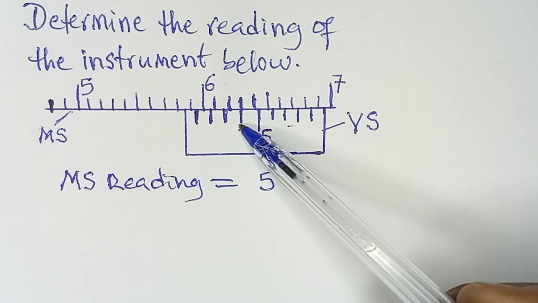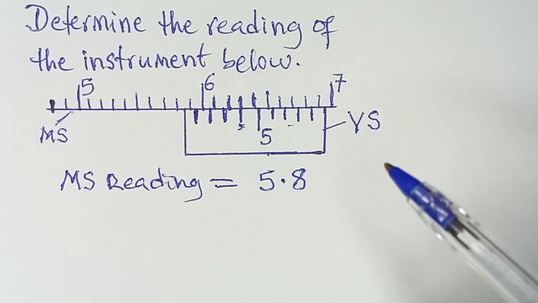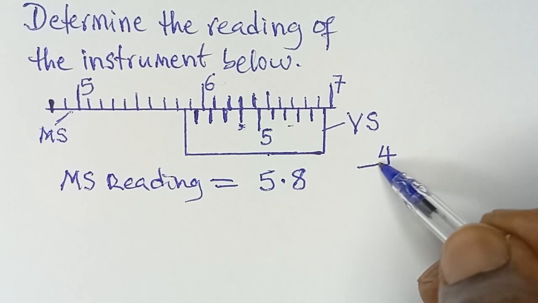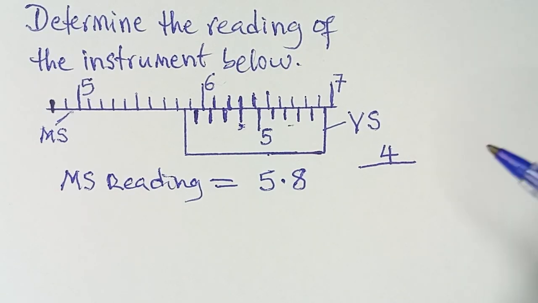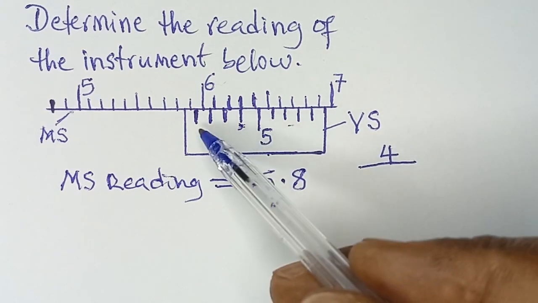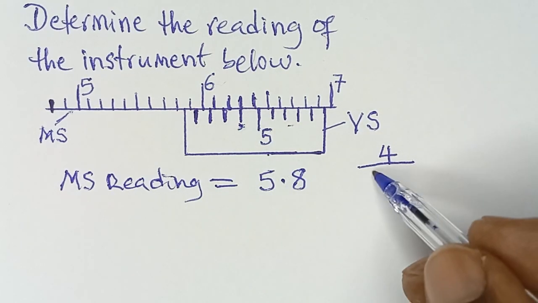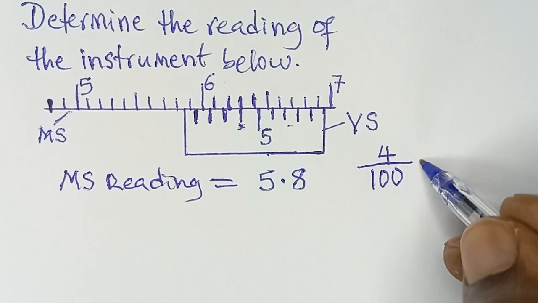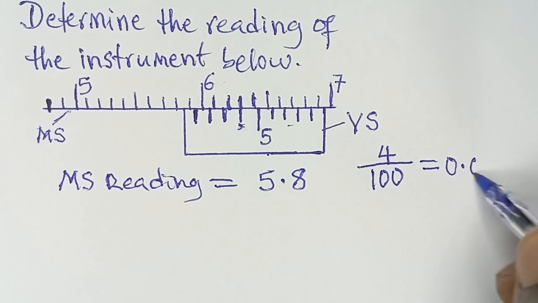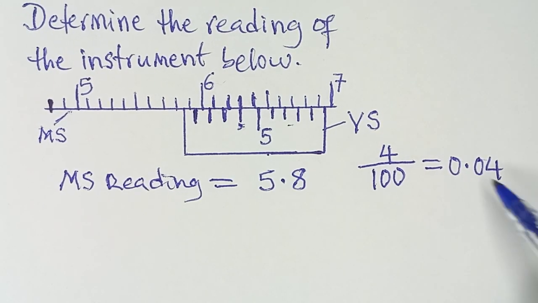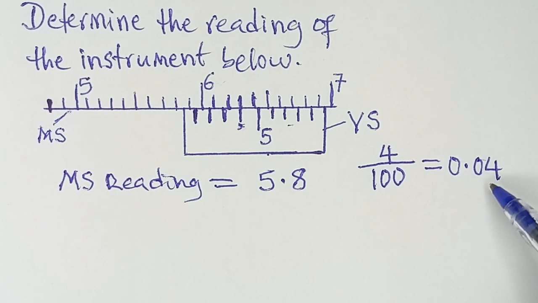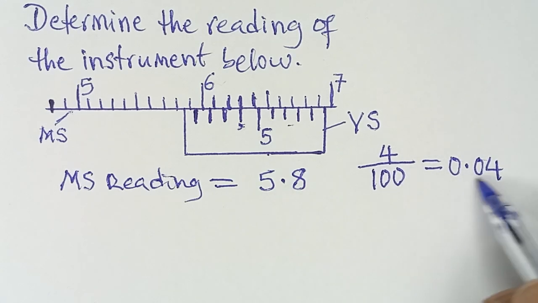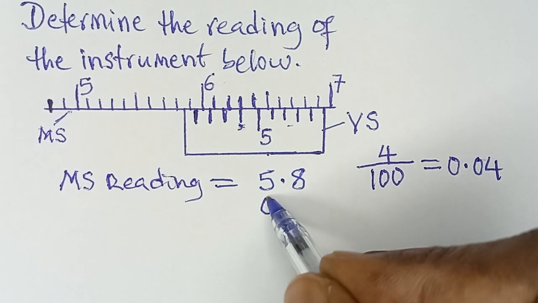So what do we do with that 4? We don't just use the 4 like that. What we are going to do with the 4 is to divide the 4 by 100, because the vernier scale is like dividing the main scale into 100 equal divisions. So whatever you get on your vernier reading, always remember to divide it by 100. So when we divide 4 by 100, it's going to give us 0.04. So it is this 0.04 that is the original reading on the vernier scale that we are going to add to the main scale.